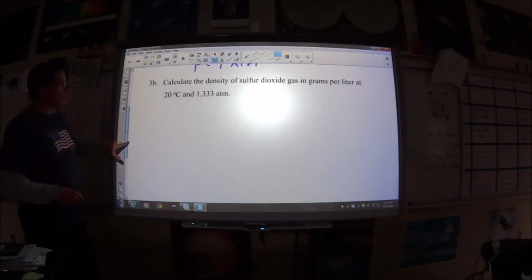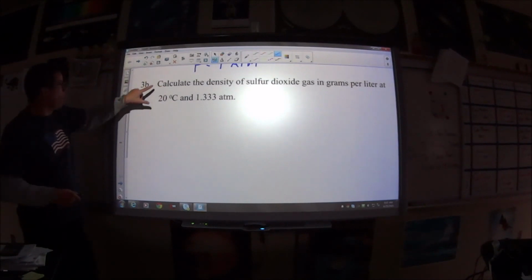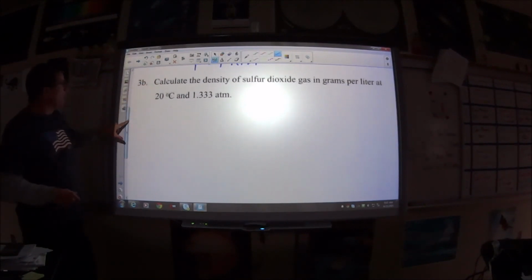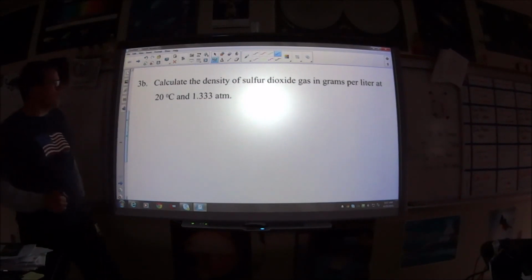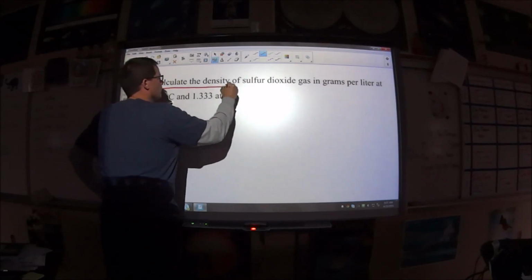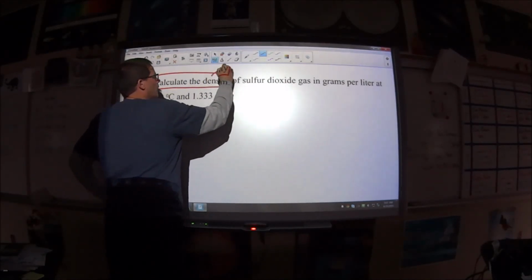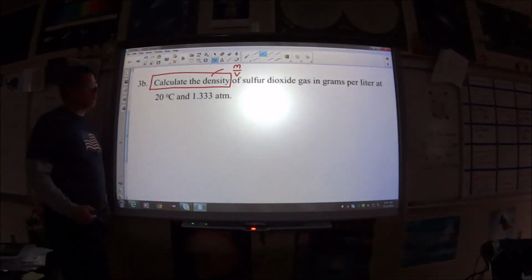All right, so let's look at 3B. I'm going to blow that up just a little bit. Okay. So 3B asks you to calculate the density. So we're looking for the density here. And again, density is mass over volume. So those are the variables that we care about.